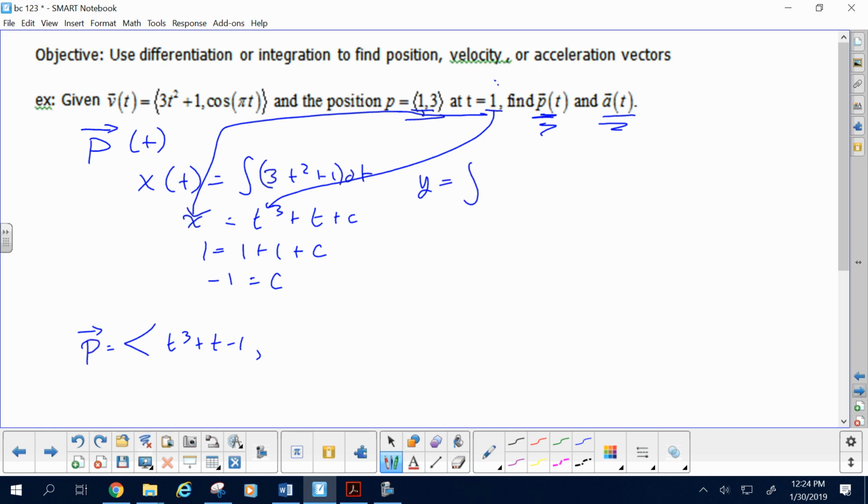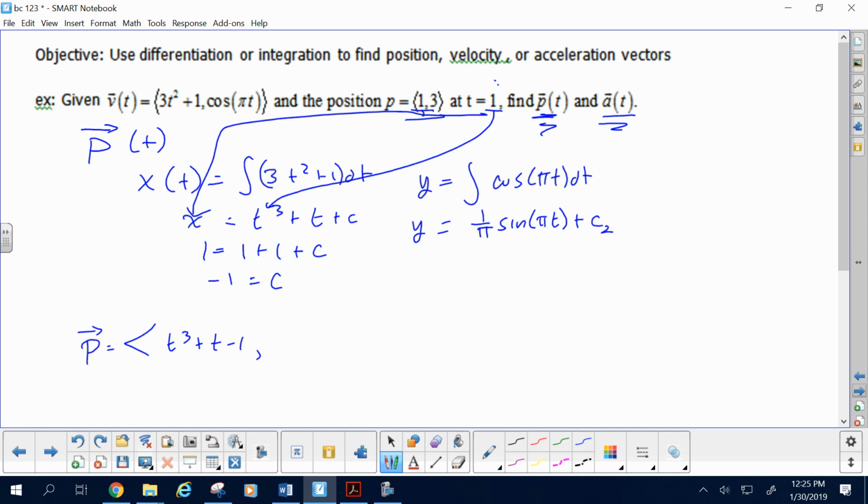So y is the antiderivative of cosine of pi t. Now I kind of regret saying that because now you think, do I have to show stuff on that? And we'll talk about that later. No, let's not show stuff on this, okay? What is the antiderivative? 1 over pi sine of pi t plus c. I should really call that some other c.